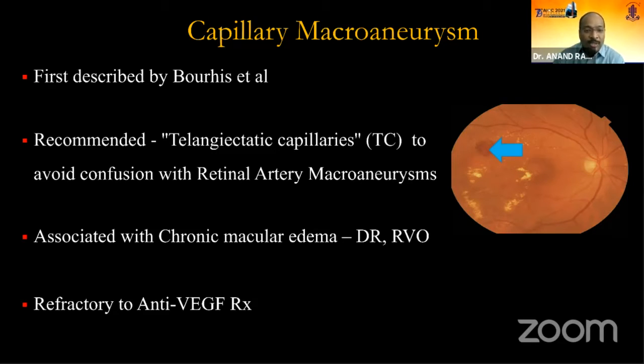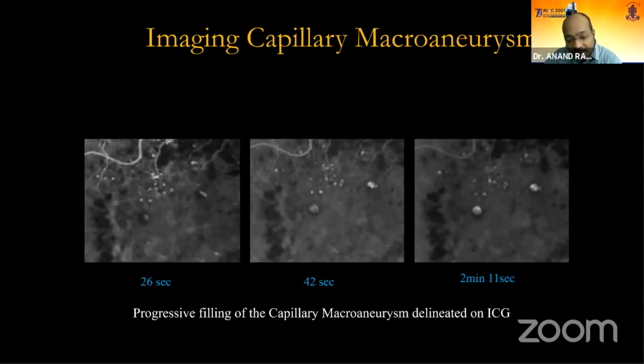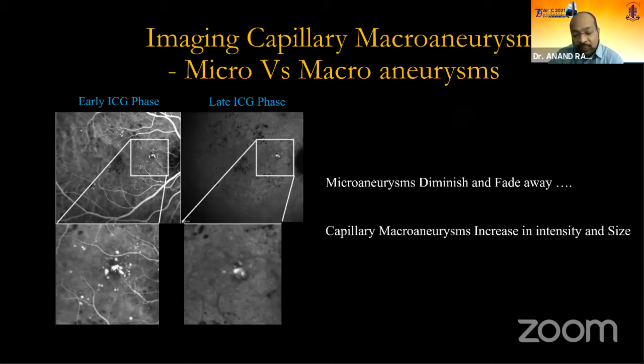So this shows how ICG beautifully delineates the progressive filling of the capillary macroaneurysms. ICG also helps in distinguishing micro from these macroaneurysms. You see microaneurysms diminish and fade away, whereas capillary macroaneurysms conversely increase in intensity and size.